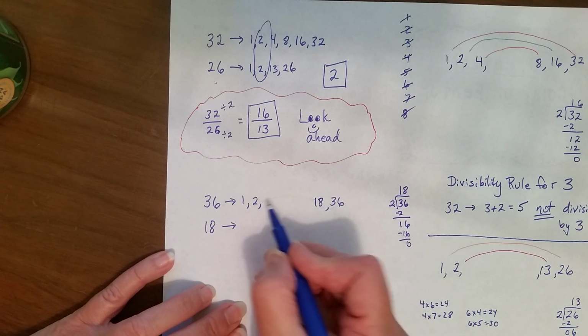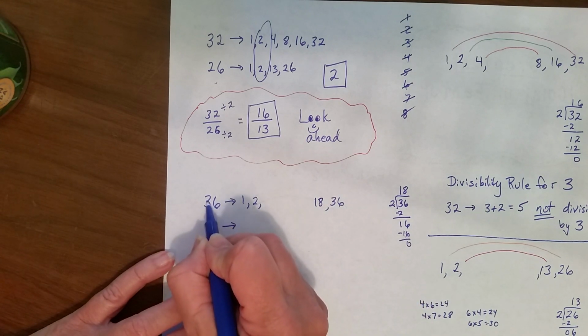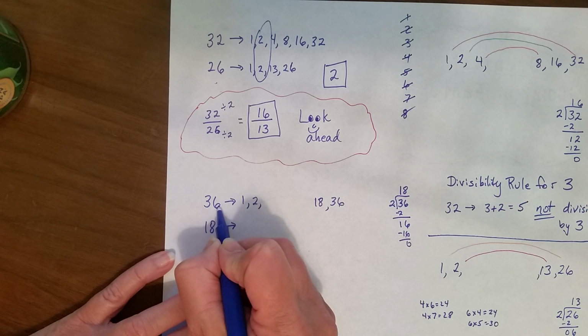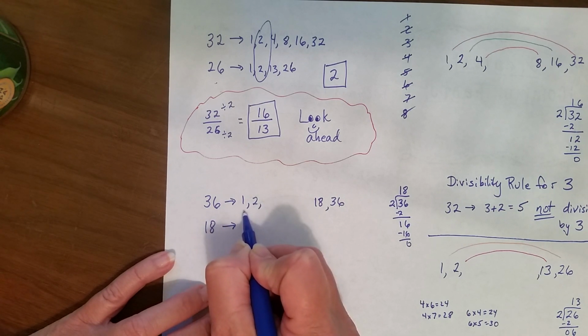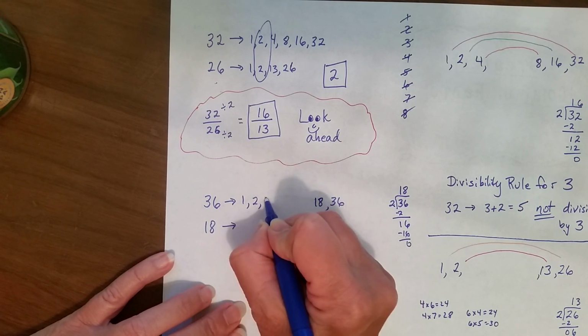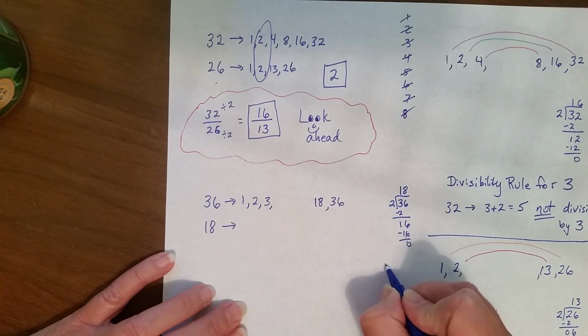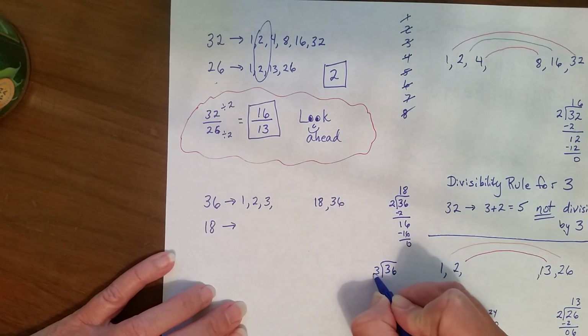Okay, is it divisible by 3? Well, let's see. 6, 7, 8, 9. It is, because 3 plus 6 is 9. 9 is divisible by 3. Therefore, 36 is divisible by 3. So we've got a 3, and let's do 36 divided by 3.